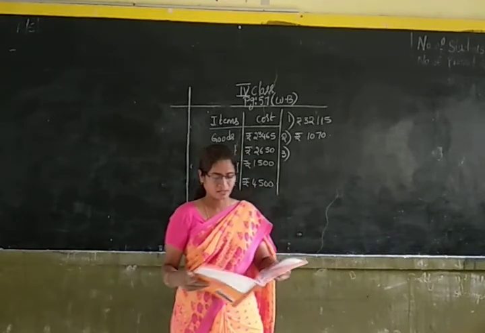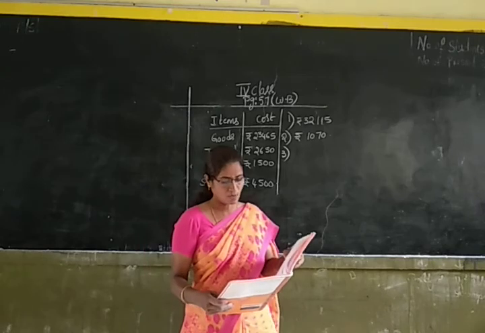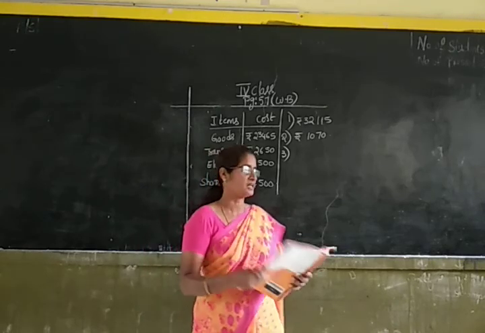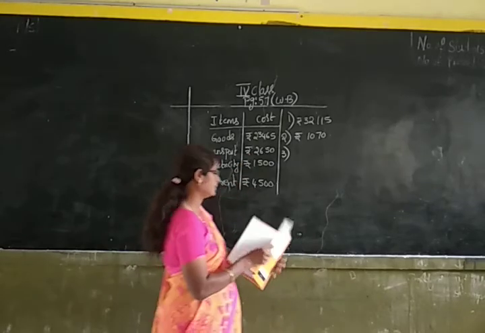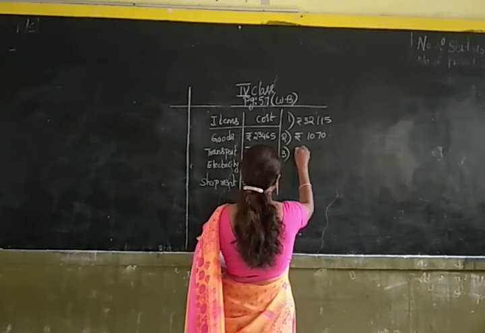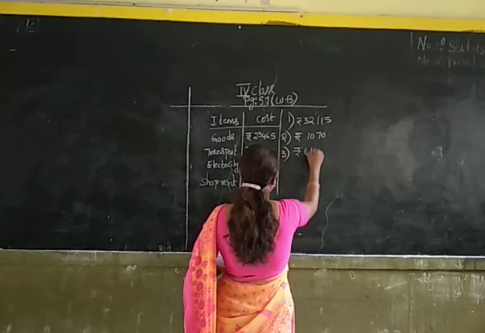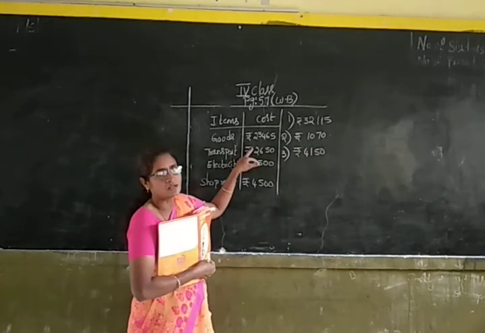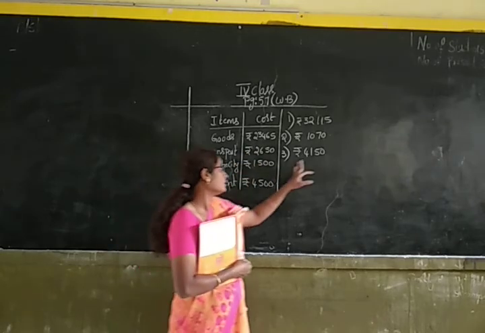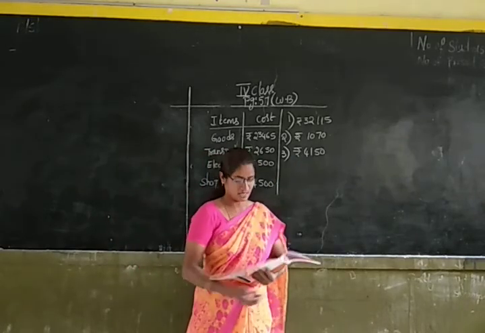Okay children. Third question. Total amount spent in a month on transport and electricity. We have to add the amount spent on transport and electricity. The answer is rupees 4,150. You have to add the amount spent on transportation and electricity. And the answer is 4,150.